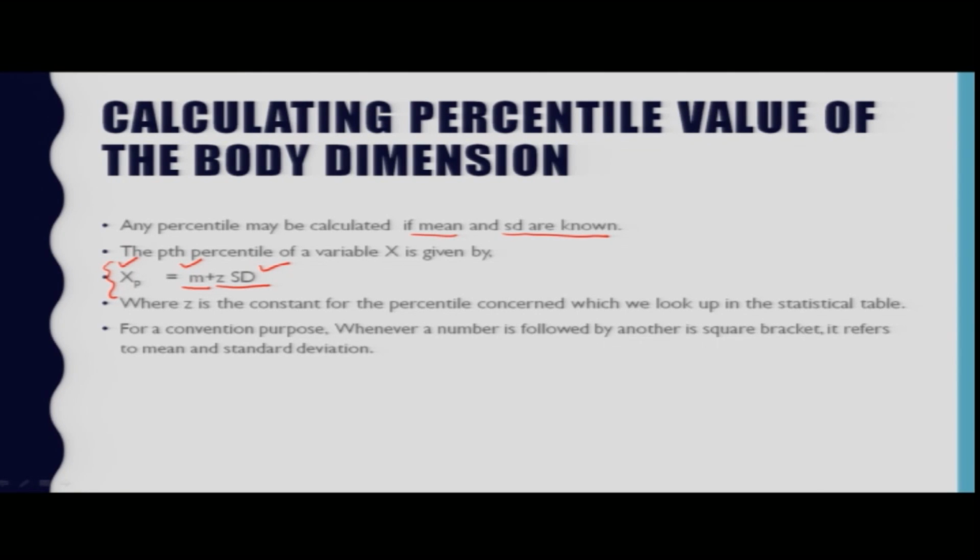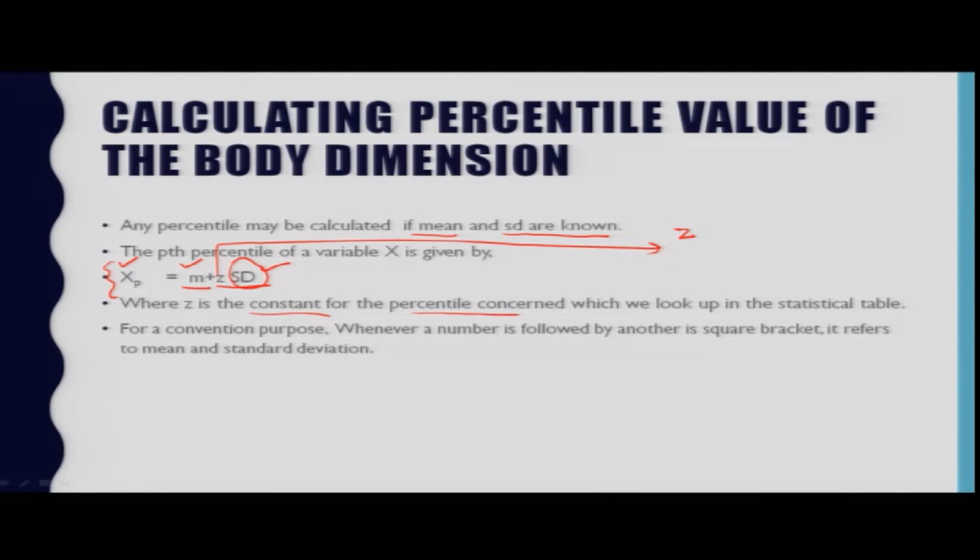Now, if we know how to calculate the mean and the standard deviation, the question is, how can we calculate this z, and what is this z, in order to evaluate the percentile. So z is basically the constant for the percentile concerned, which we look up in the statistical table. Generally, this z score we calculate with the help of a table.